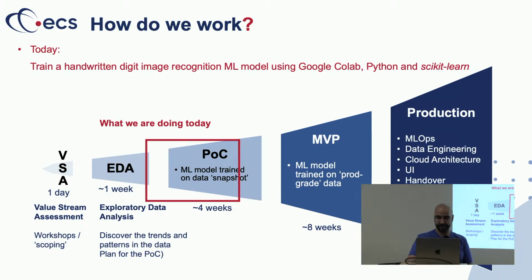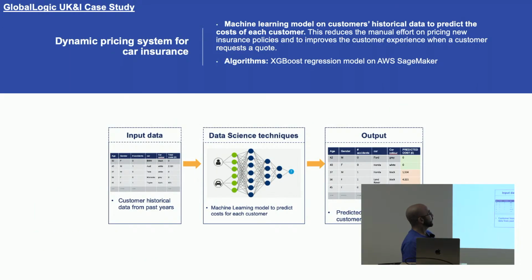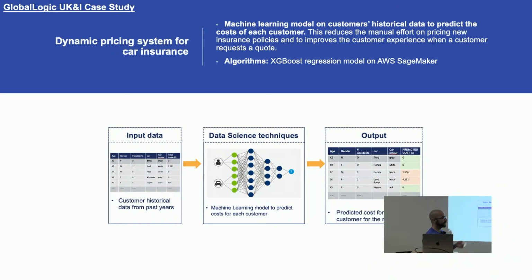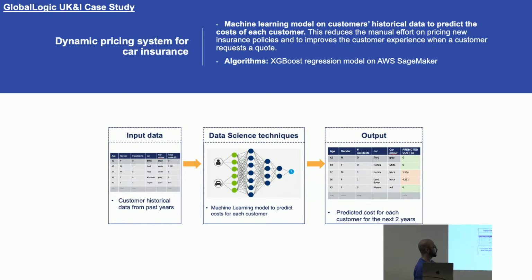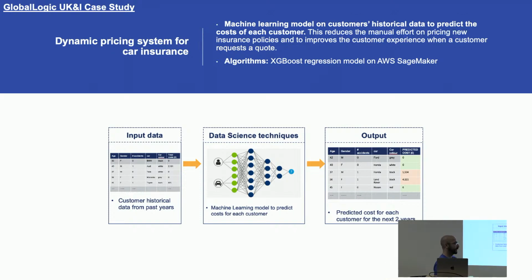Right, I've got some examples of use cases here. Dynamic pricing system for car insurance. So this is one of our case studies. And I put GlobalLogic UK&I because that's what our name will be in like 3 days' time. So we have customer historical data from the past few years. This is who made claims on their cars. So we know males of this age who drive this type of car, who live in this part of the country, have accidents at this rate. We may even know specifically for one person if we have enough data. But what we can do is train a machine learning model to predict how much money you are going to cost the company and price that in.